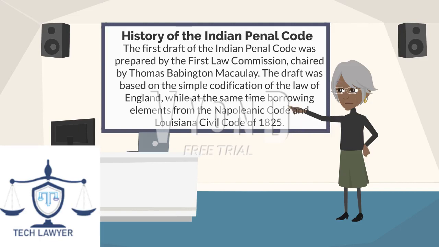The first draft of the Indian Penal Code was prepared by the First Law Commission, chaired by Thomas Babington Macaulay. The draft was based on the simple codification of the law of England, while at the same time borrowing elements from the Napoleonic Code and Louisiana Civil Code of 1825.